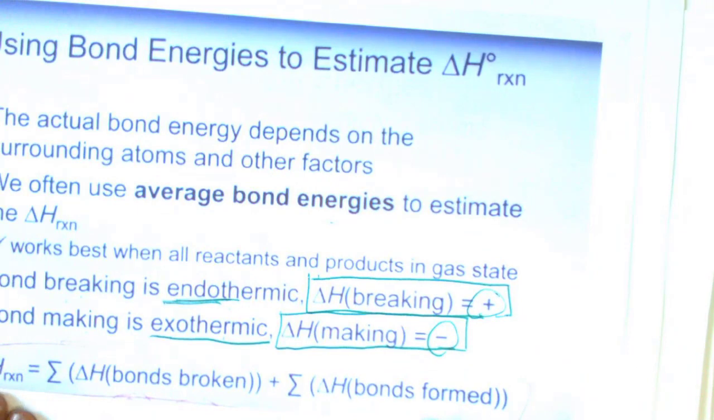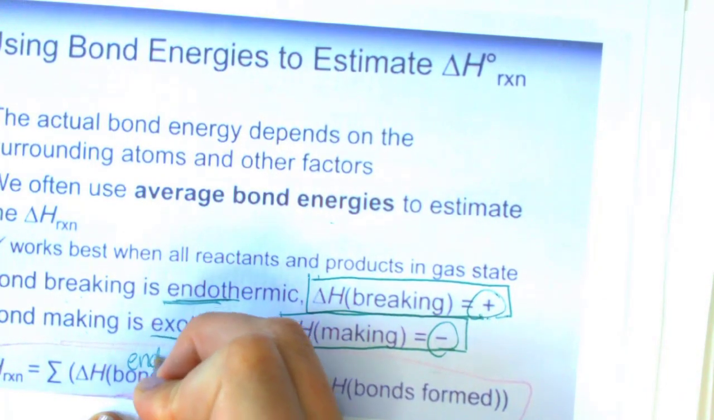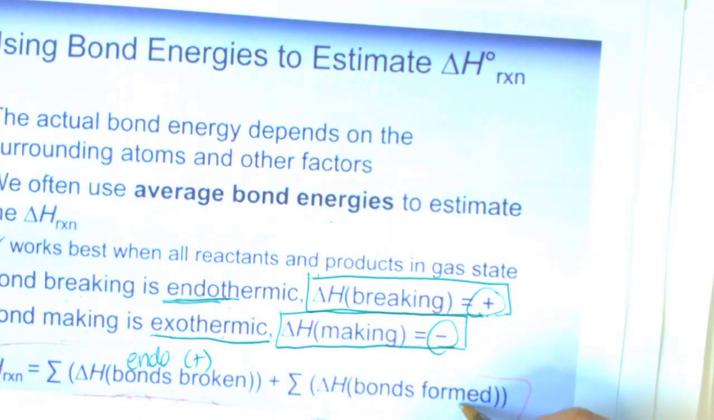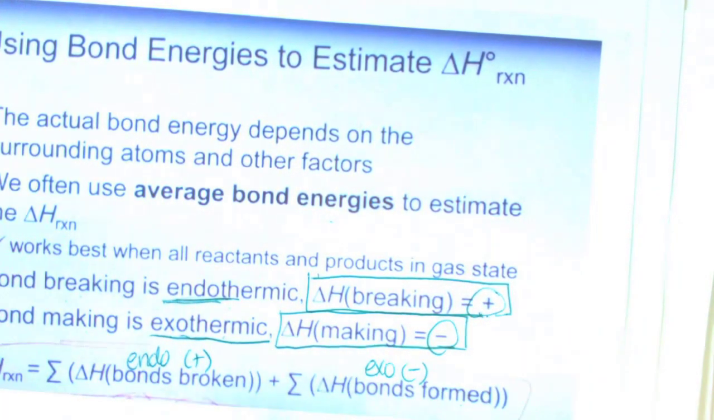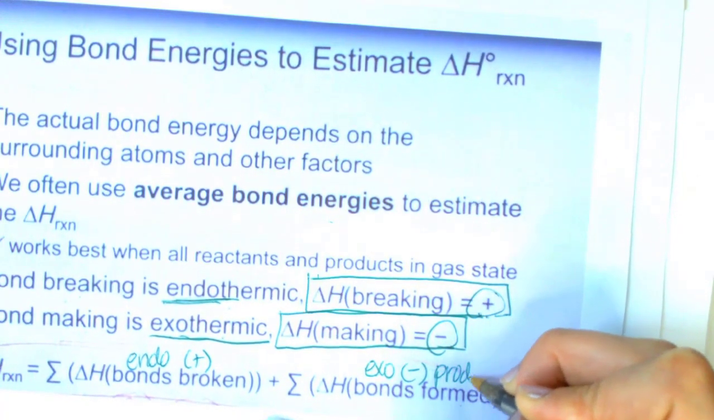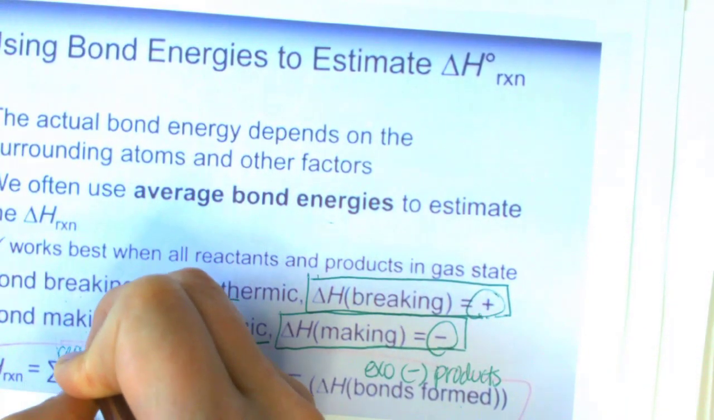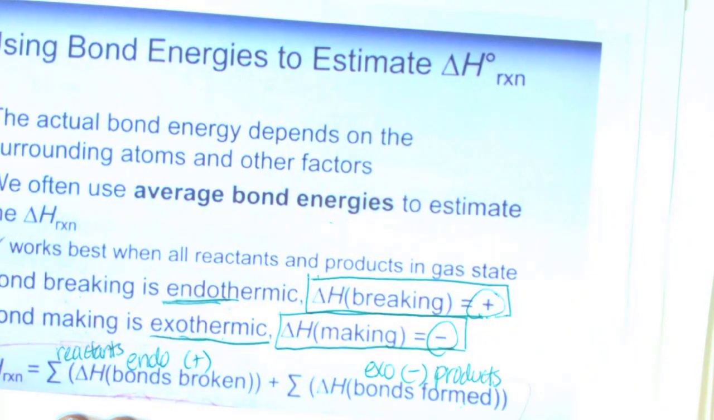So to find that delta H, we sum up the bonds broken, which is endothermic, and our bonds formed, which is exothermic. If bonds are formed, this is going to be in our products. Bonds that are broken, we're breaking apart those reactants to form these products, exothermic. Let's look at an example problem.